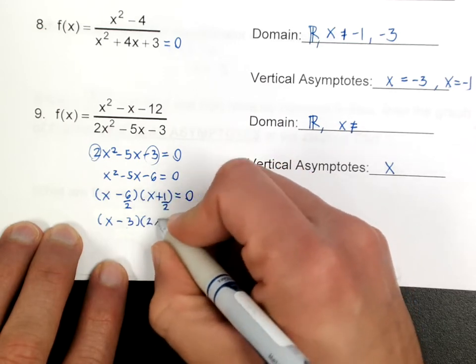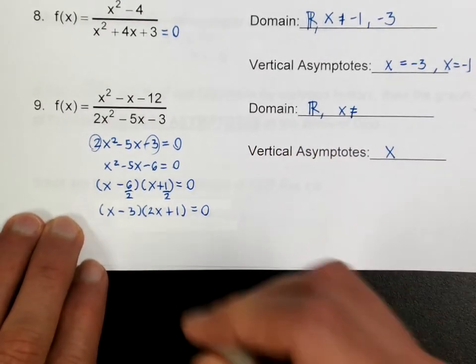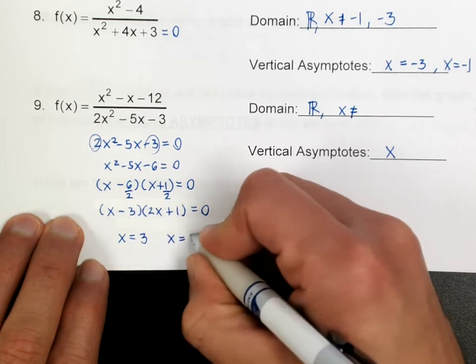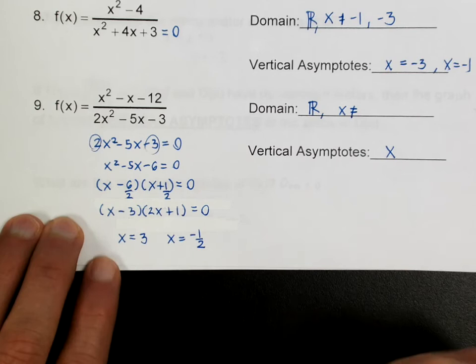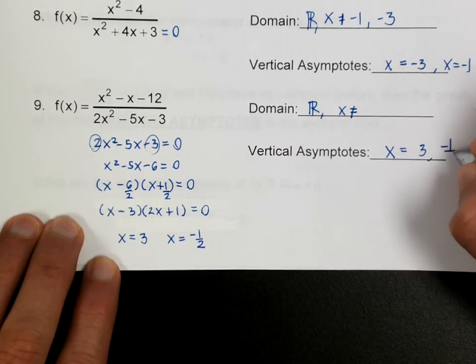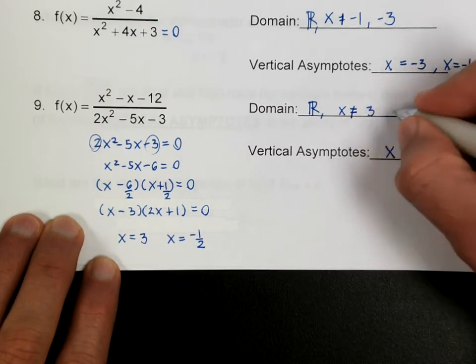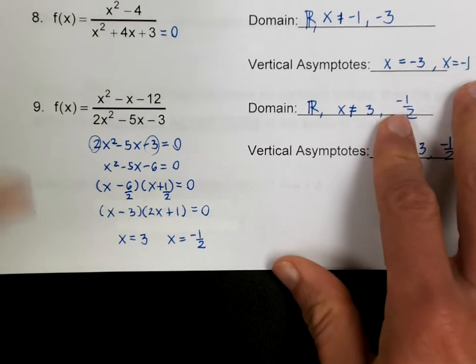So we have 2x plus 1 is equal to 0. So, sorry, the answers are x is equal to 3 and x is equal to negative 1/2. Alright, remember, subtract the 1 divided by 2. And the same idea here. x cannot be equal to 3 or negative 1/2. Alright. So that's that for that part.